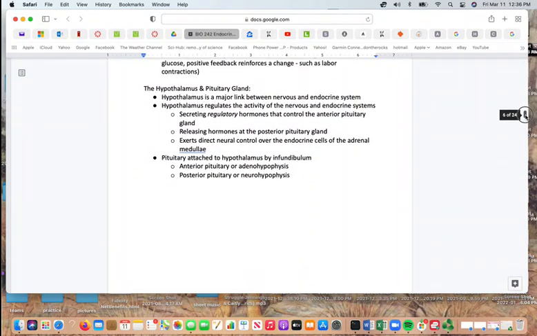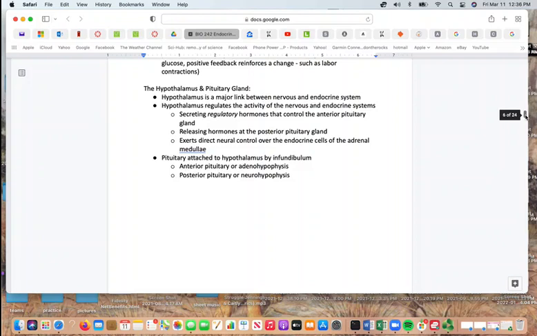So the hypothalamus and pituitary gland are important centers of the control in the endocrine system. This is the major link between the nervous system and the endocrine system. This is how you can have something that's going on in your head with your mental and emotional world turn around and affect your physical body.